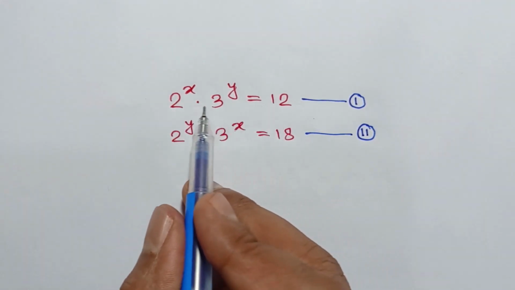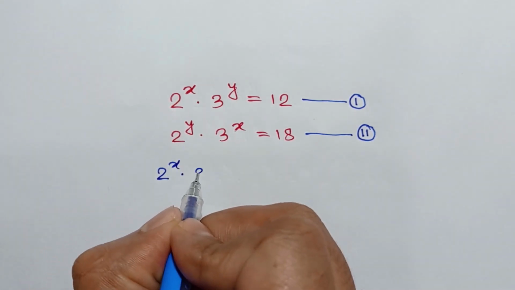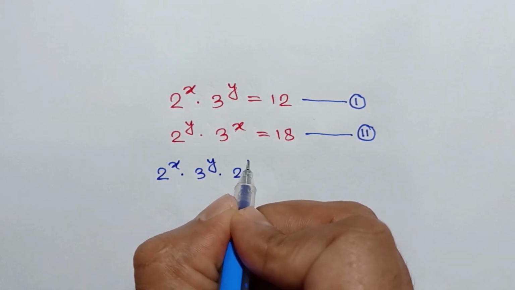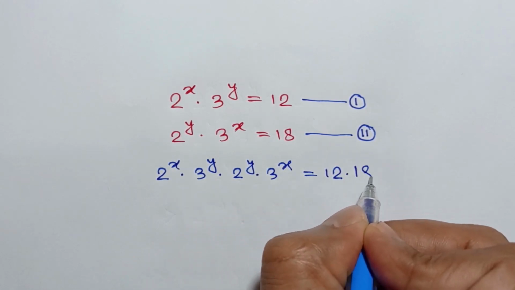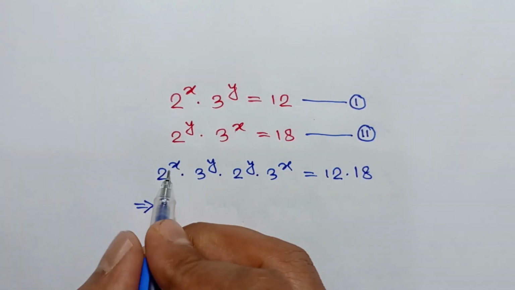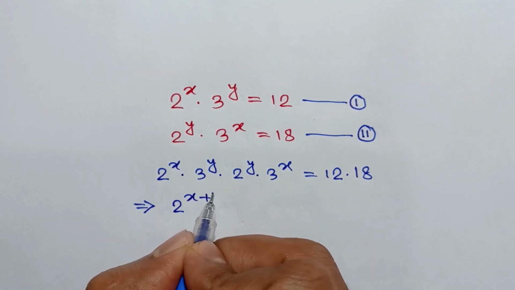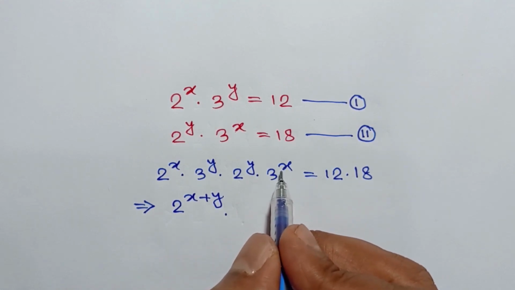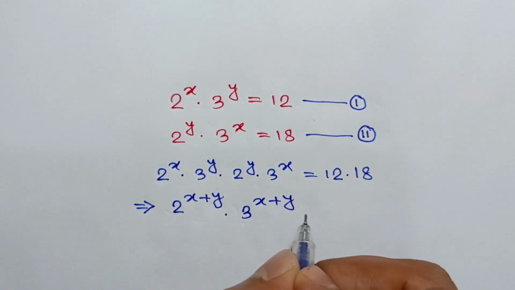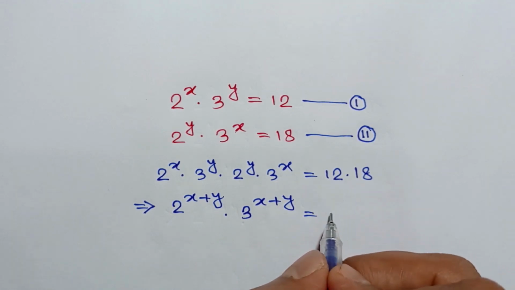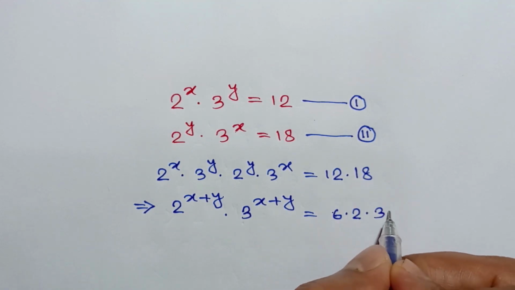If we multiply equation 1 by equation 2, we can write 2^x times 3^y times 2^y times 3^x is equal to 12 times 18. 2^x times 2^y can be written as 2^(x+y), and 3^x times 3^y can be written as 3^(x+y), is equal to 12 is 6 times 2, times 18 is equal to 3 times 6.